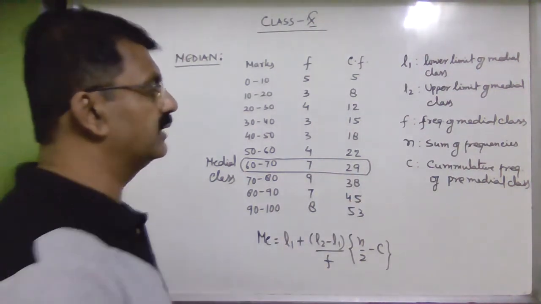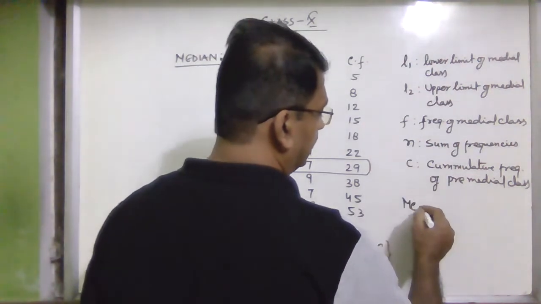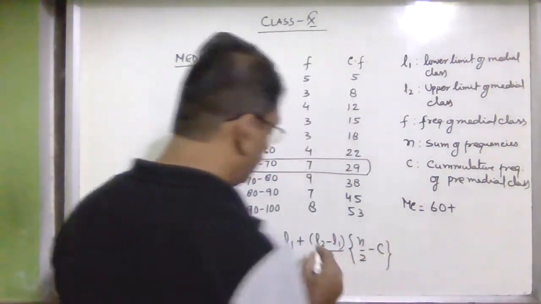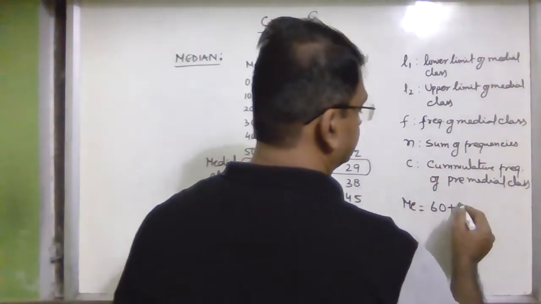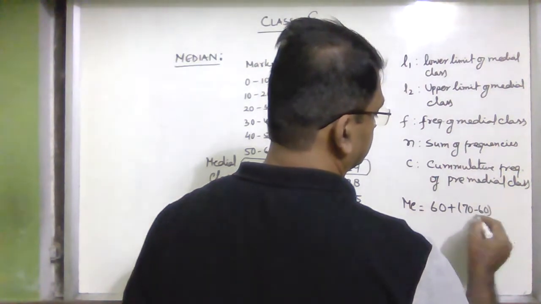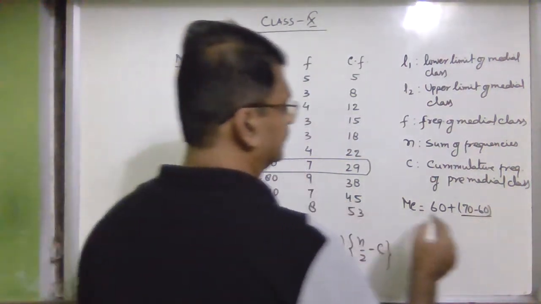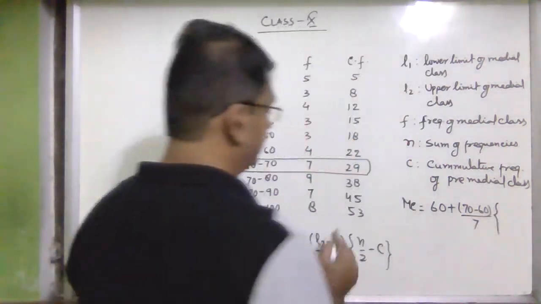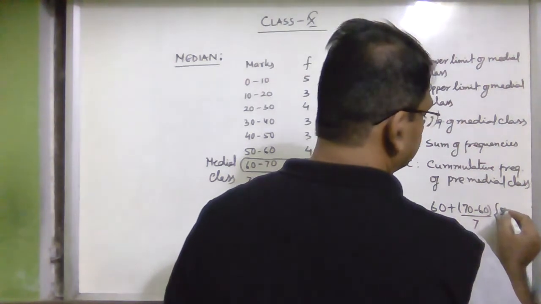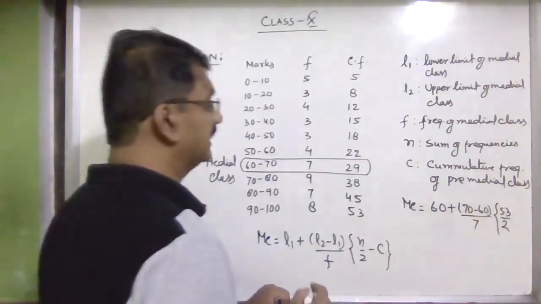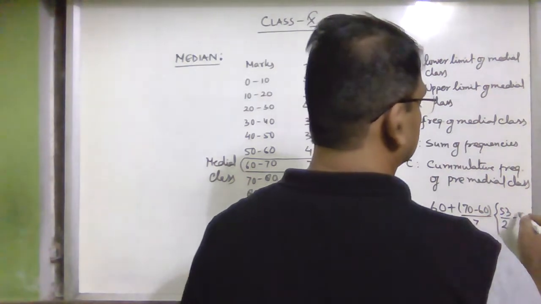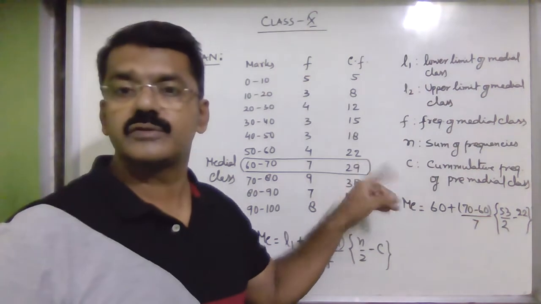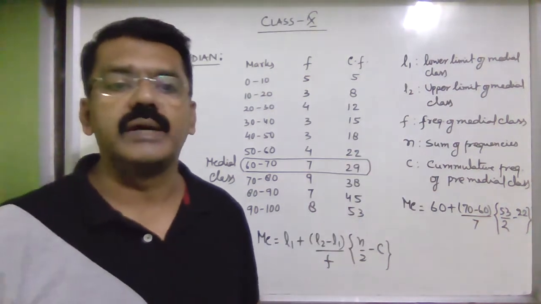Now we will simply put the values here so that we can get the median. L1, you can see, is 60. Now L2 minus L1 is 70 minus 60. F is 7, that is the frequency. Then N by 2 means 53 by 2, minus C. C is 22. You can see the cumulative frequency of the pre-median class here is 22.